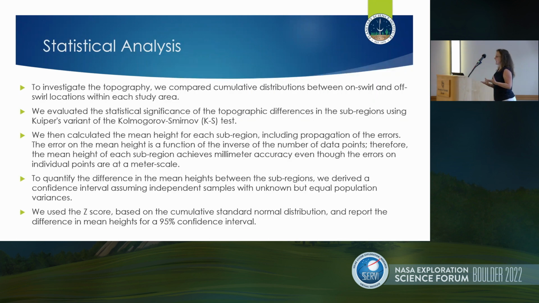So we did a statistical analysis of the data. What we did was we took the heights from each of the different units and we evaluated them using a Kuiper's variant of the, I'm going to mispronounce this, so forgive me, Kolmogorov-Smirnov test. We calculated mean heights for each subregion. We included propagation errors. We did cumulative distributions. I will show you some profiles that we took across the regions. And our analyses show that for our cumulative distributions, we do have a confidence level of about 95% for the differences in topography we see.